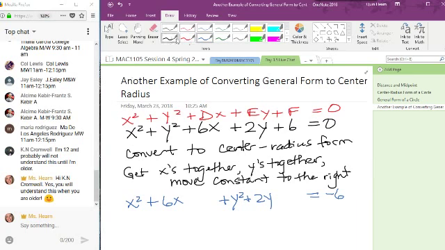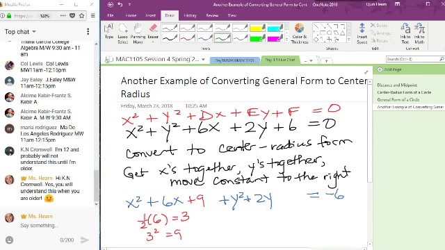Okay, now we need to figure out what we need to add to each part to make it a perfect square trinomial. We take half the coefficient of the x, the linear term. So half of 6 is going to be positive 3. 3 squared is going to be 9, so we're adding 9 here. Now we do the y's, so we take half of the 2, the coefficient of the linear term 2y. Half of 2 is 1, 1 squared is 1, so we're adding 1 to that guy. But whatever we do to one side, we have to do to the other, so I also have to add 9 and 1 on the right.